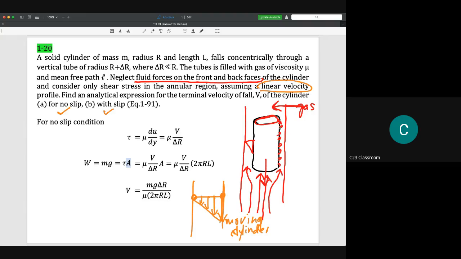This is an L because only the length L will create a gap here, and because we have a narrow gap here, the shear stress will have a great effect.